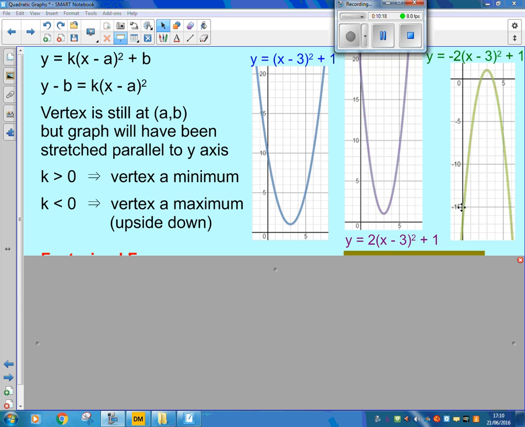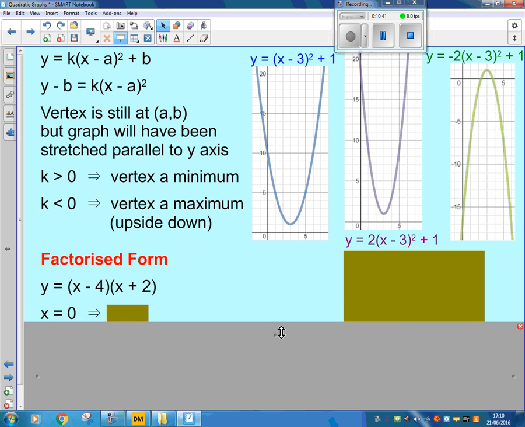To find my y-intercept, I put x equals 0 in here. If x is 0, I get minus 3, square it becomes plus 9, multiplied by minus 2 becomes minus 18, then plus 1, it becomes minus 17. So the y-intercept is at minus 17.